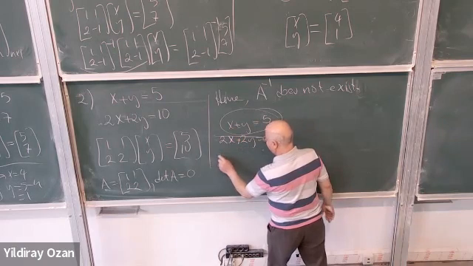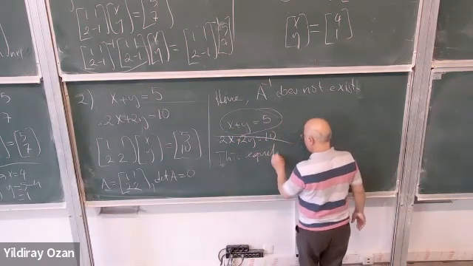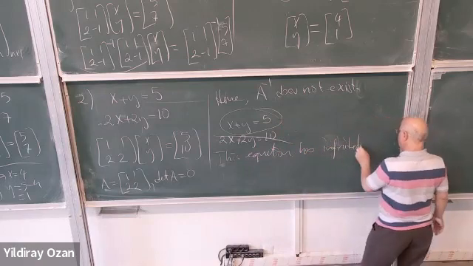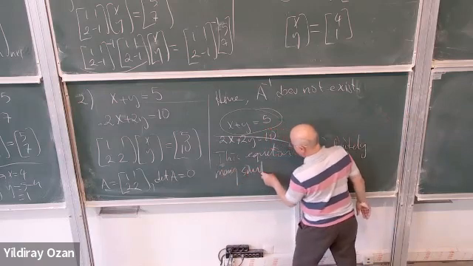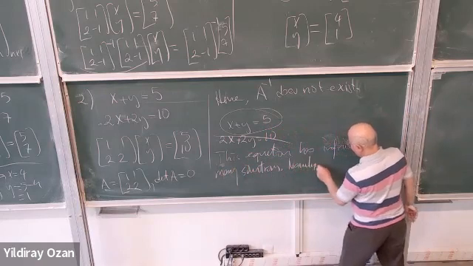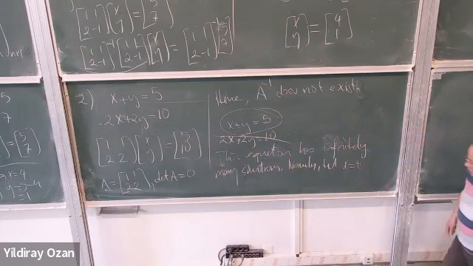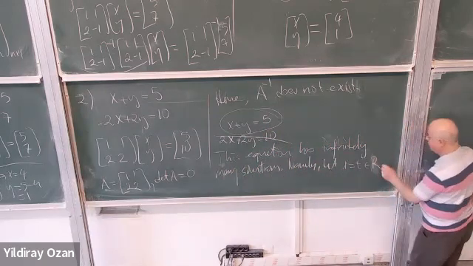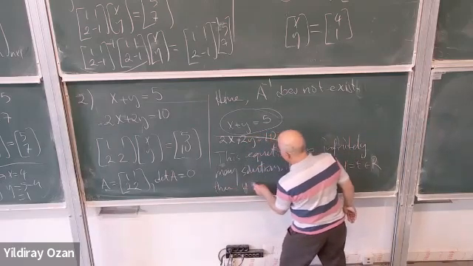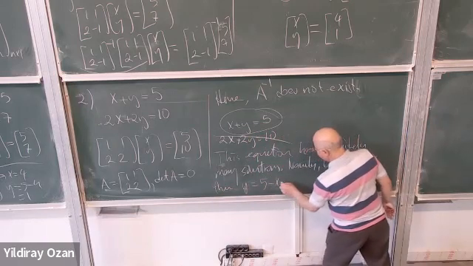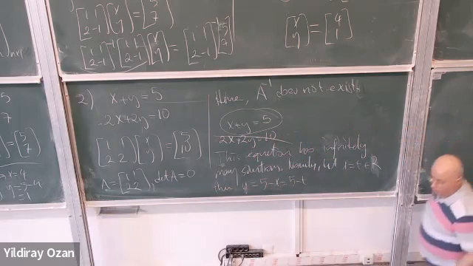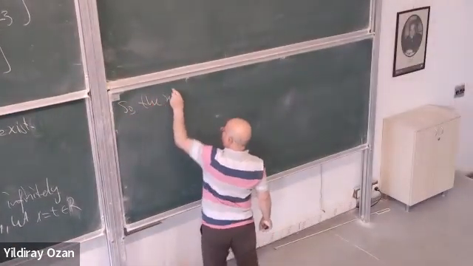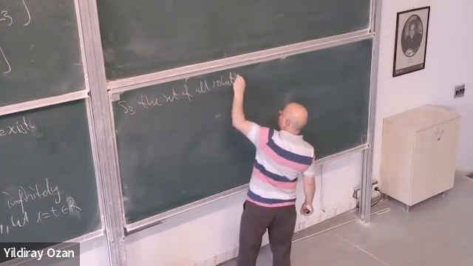So this equation has infinitely many solutions. Namely, let x equal t, for example, any real number or any field element. Let's choose real numbers here. Then y is just 5 minus x, which is 5 minus t. And these are all the solutions. So the set of all solutions is what?